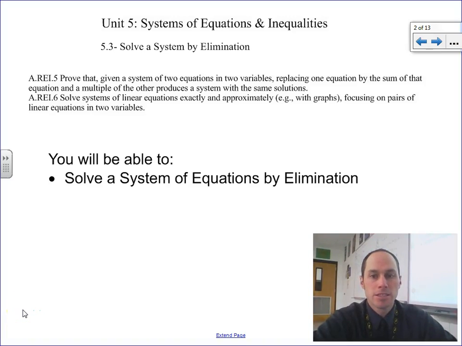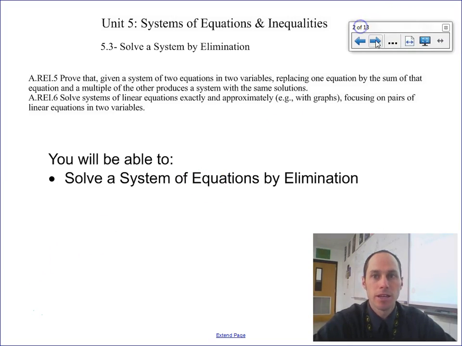Today we're going to take a look at solving systems of equations in another method. We're going to learn the method of elimination and find out when it is helpful to use that method for solving a system of equations. We've talked about graphing and we've talked about substitution. So today we'll look at the elimination method.